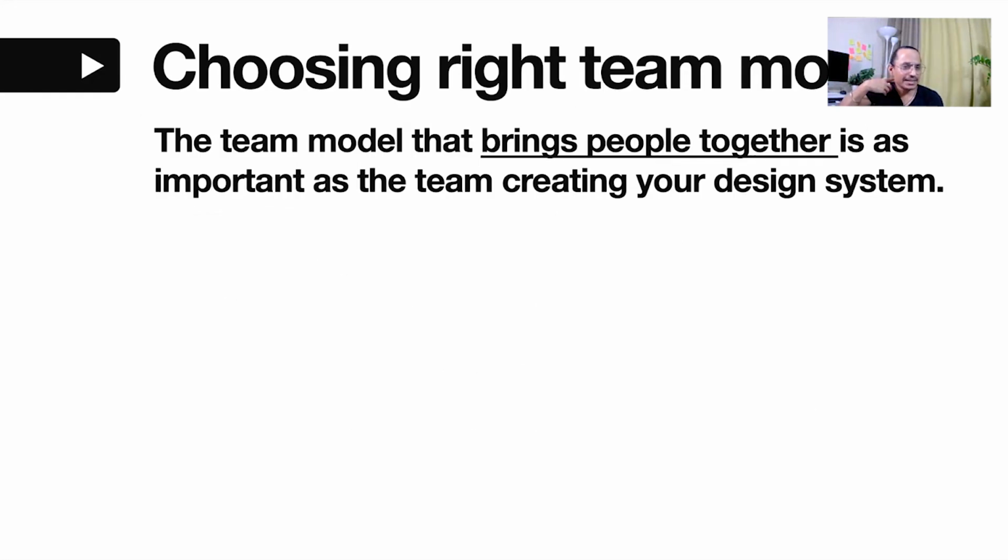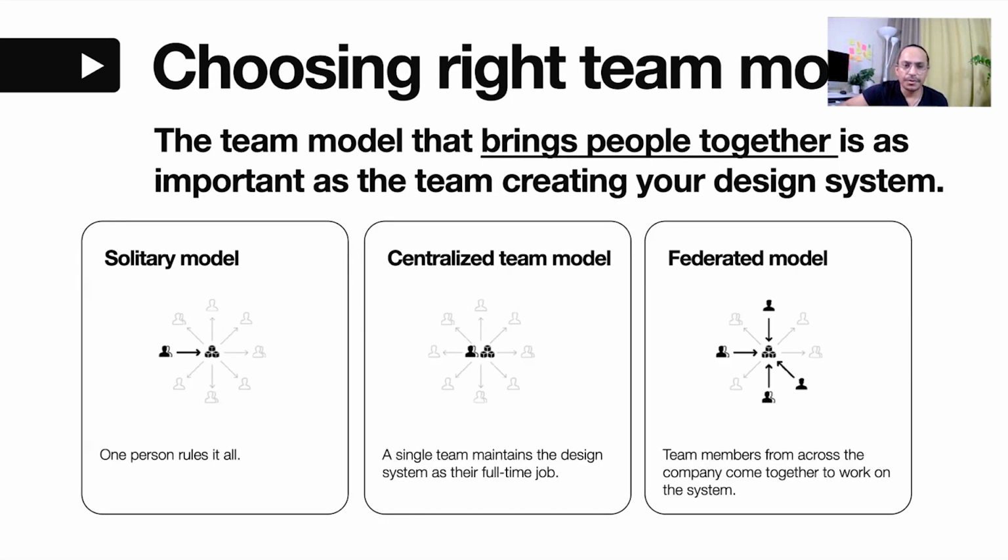And again, when creating this design system, there are different models. So we'll understand what these models are. The team model that brings people together is as important as the team creating your design system. One is who is creating the design system, that's important. But again, what is the model, or how this system is designed, that's also very important. One is the solitary model, where one person rules it all. There's one central person who connects with everybody and then creates the design system.